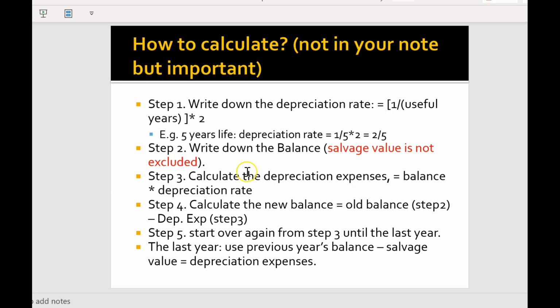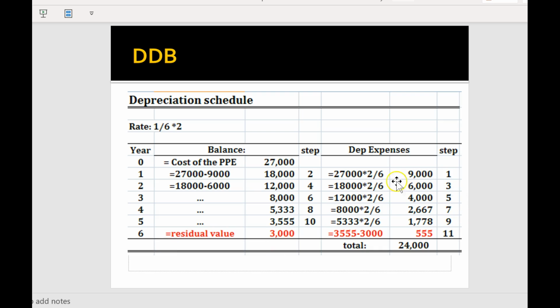Okay, so step 3, we calculate the depreciation expense. As I said, that's the beginning balance of the assets multiplied by the rate. Now, don't use the ending, use the beginning balance of the asset, which means last year's balance. So for year 1, it is year 0's balance. We are using 27,000 multiplied by the rate, that's 9,000. So what does that mean? That means the first year, our firm should be debiting depreciation expense 9,000, crediting accumulated depreciation 9,000.